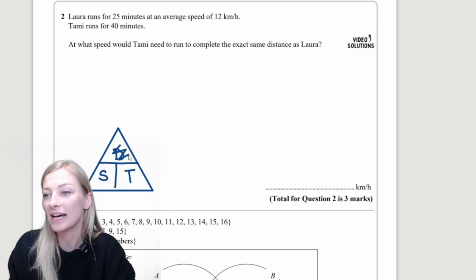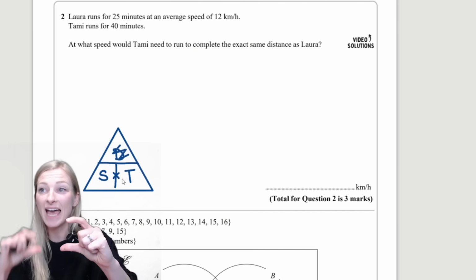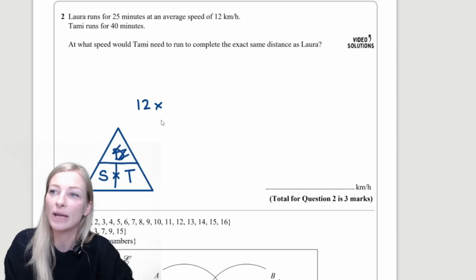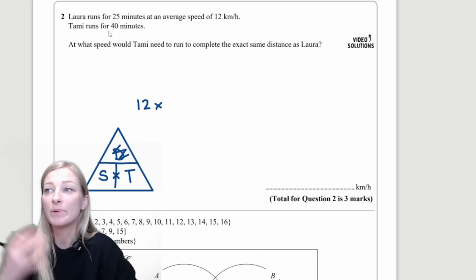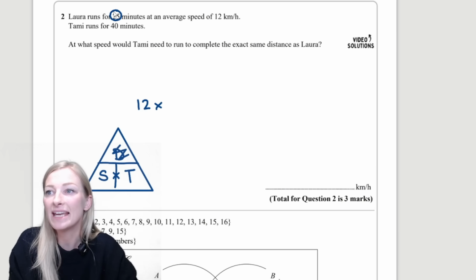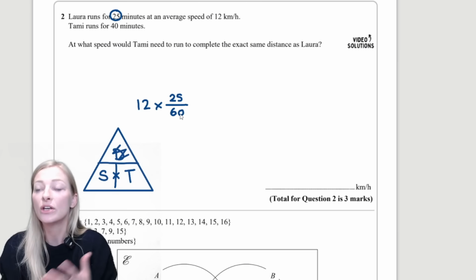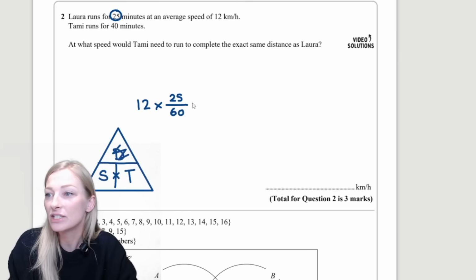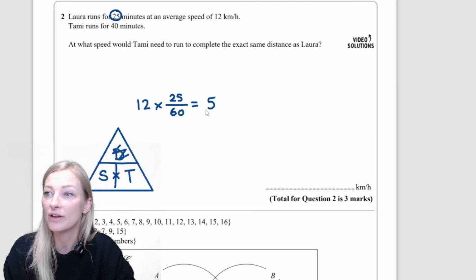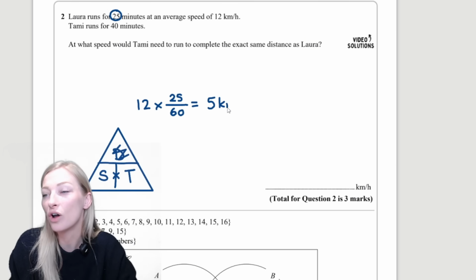So covering up that D, we'll do the multiplication that is left behind. What's left behind is next to each other, so it's S multiplied by T. So the speed, which is 12, multiplied by the time. Now here, our time is in minutes, but the speed is in kilometers per hour. So what I want to do is actually change this to be into hours. And to do that, I'm going to write it as 25 out of 60. That is now a fraction of an hour. So 12 times 25 over 60 is going to put that distance in kilometers for me. And that is 5. When we type it in our calculator, we get 5 there. Okay, so 5 kilometers is how far Laura runs.